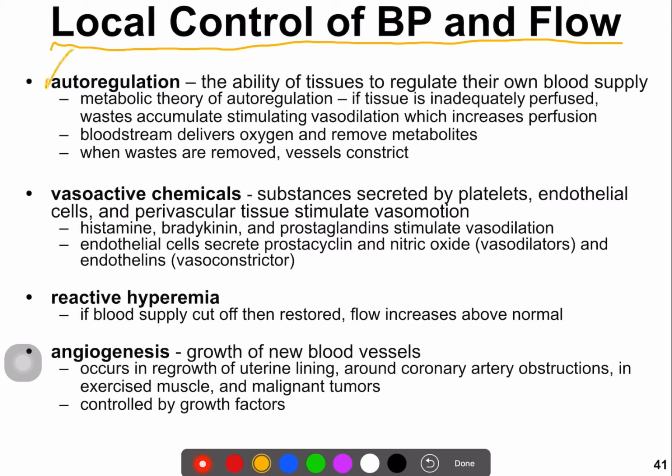There are a number of vasoactive chemicals secreted by a number of cells or formed elements like platelets. Platelets technically aren't cells, and in the blood chapter we'll see that they're part of the group that we call formed elements. So we have platelets, we have endothelial cells, and we have some of the perivascular tissue that can stimulate vasomotion.